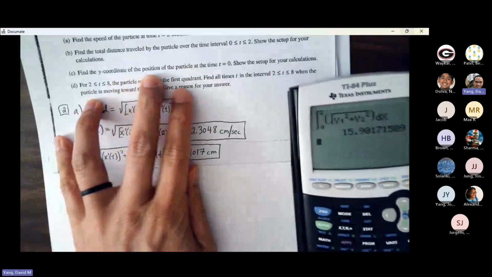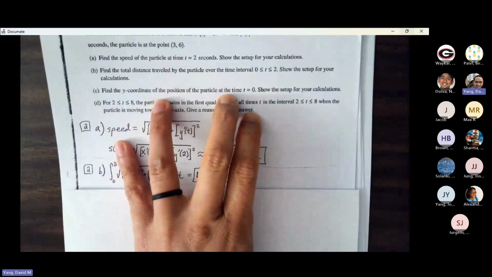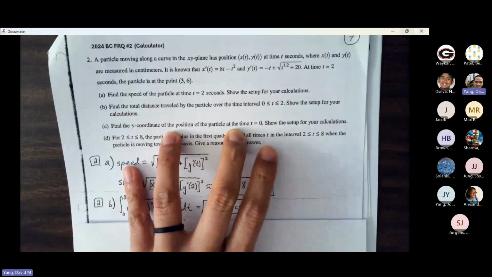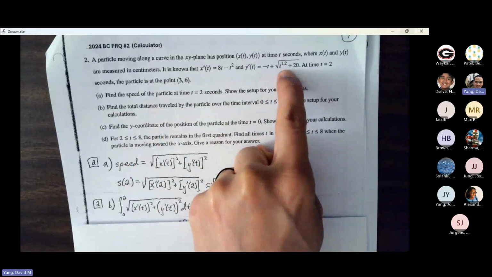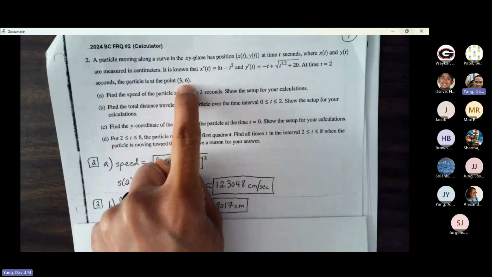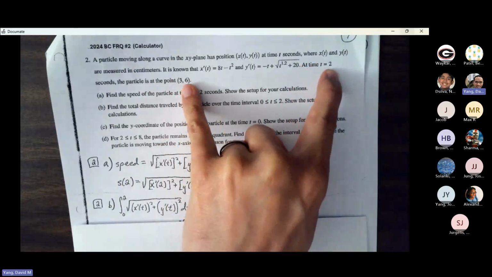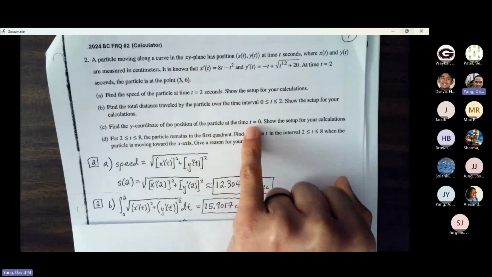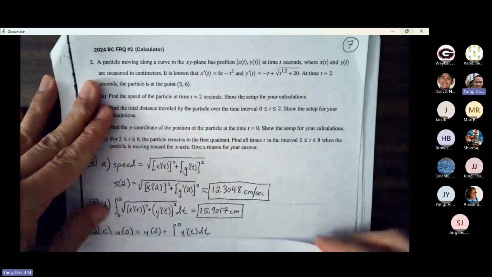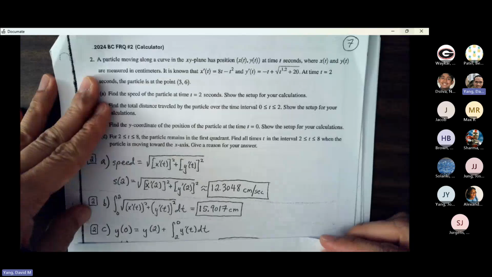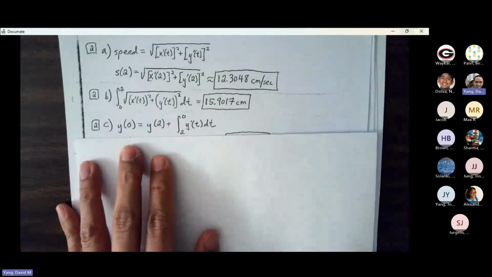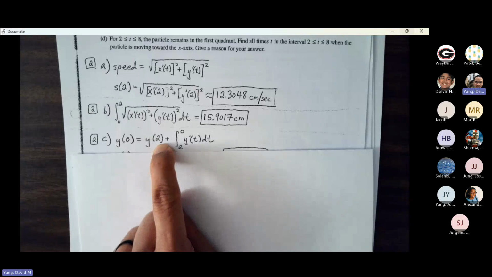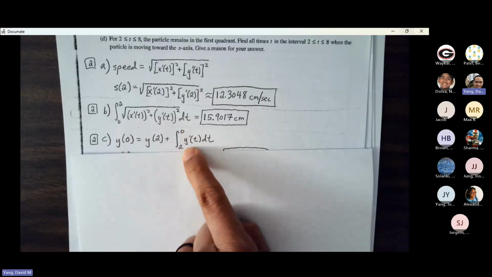Find the y coordinate of the position of the particle at time t equals 0. So for the y coordinate, we only care about the y value, just the movement of the y value. So we have displacement of y. We have an anchor point of the y value, and then we can just find the y value at time t equals 0. So we can use our final equals initial plus displacement. We're looking for y of 0. We're starting at y of 2, and then we're trying to bridge that gap from 2 to 0.